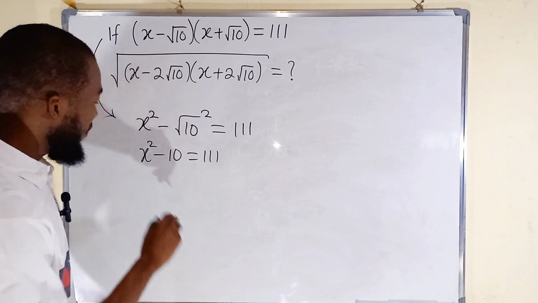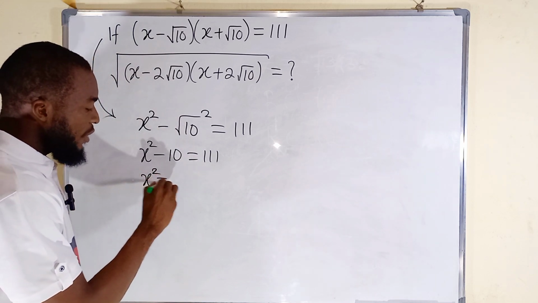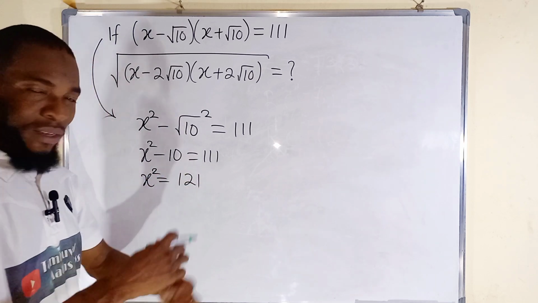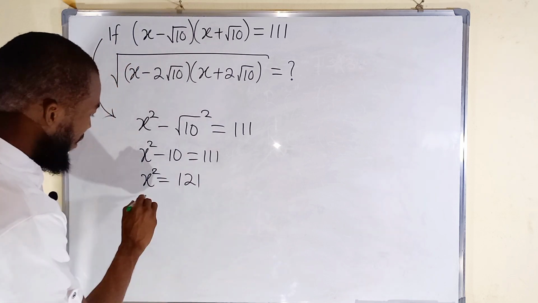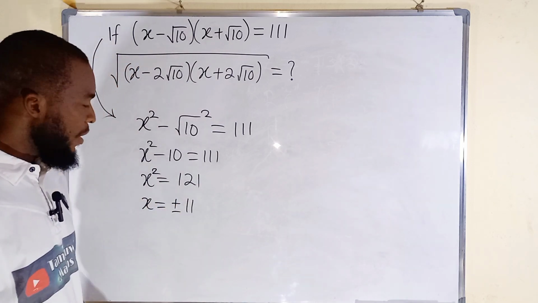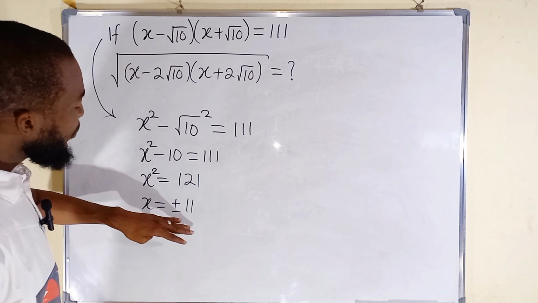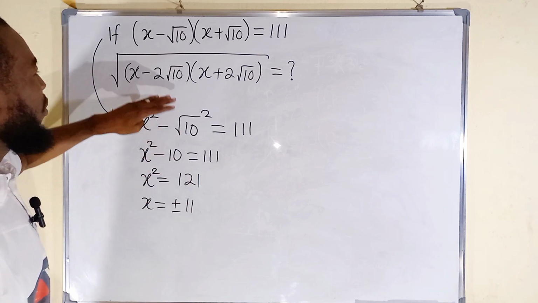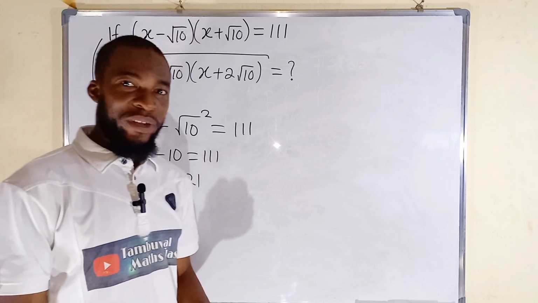Add 10 to both sides. x squared will be equal to 121. Take the square root of both sides. x finally will be plus or minus 11. So we are going to take this plus or minus 11 and plug it into the second expression.